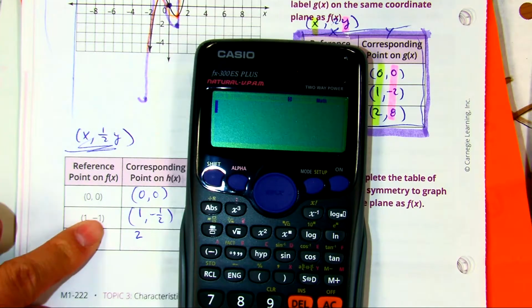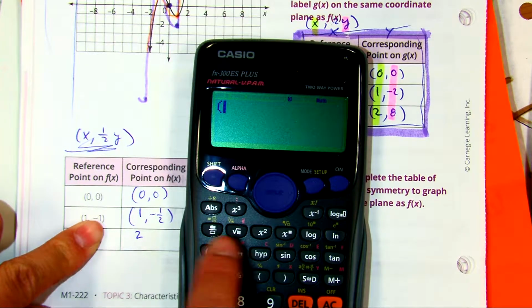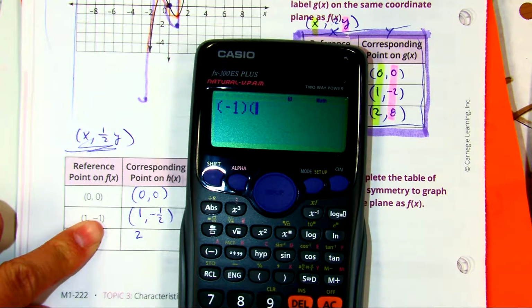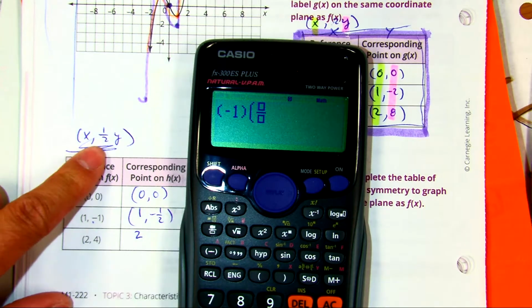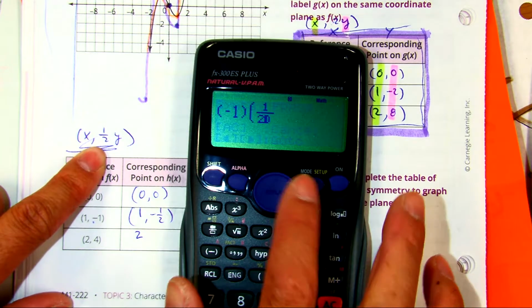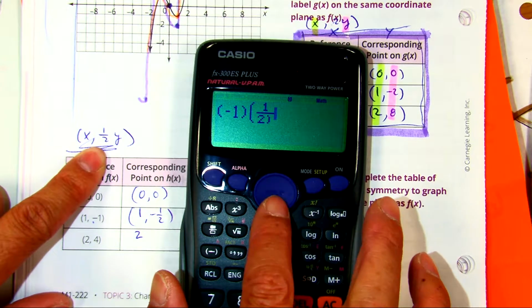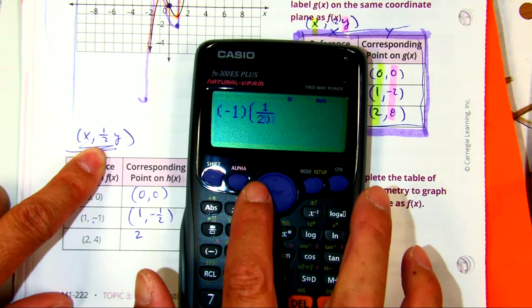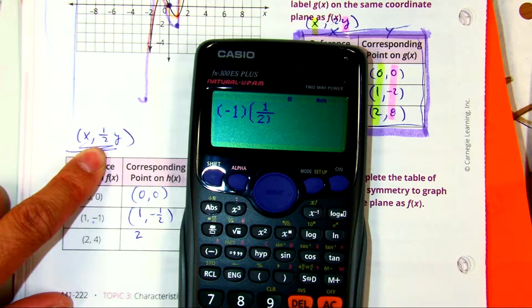You can even multiply, watch this, -1 times a fraction. Oh my goodness, look at that. 1/2. Oh, so nice. So nice calculator. The parentheses is supposed to go to delete, right? Oh, look at that.